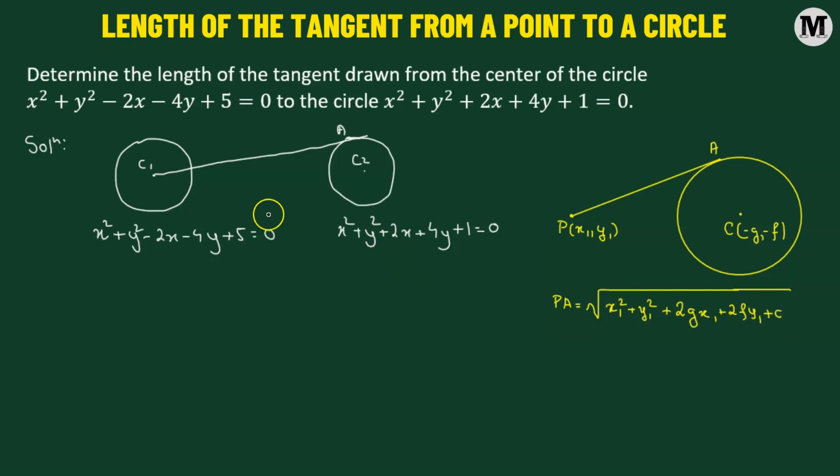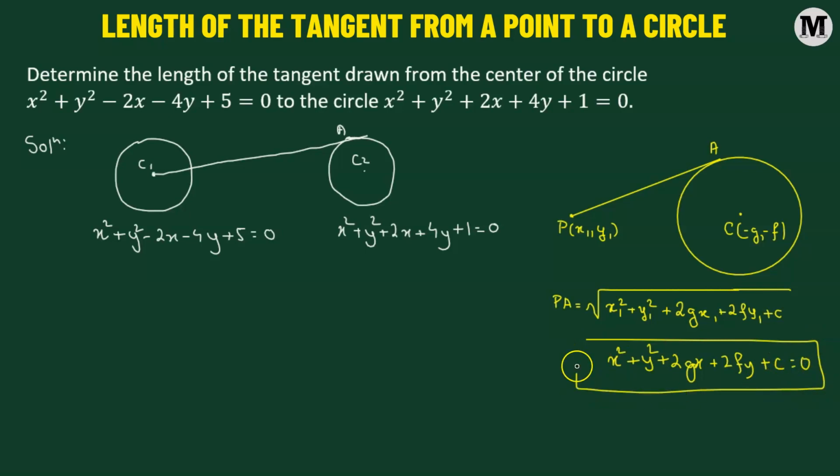Now that means we will be needing the coordinates of the center of the circle C1, and we need the value of g, f and c from the circle C2. So let's find out. Now here, to find out these parameters, we will be using the general equation of a circle. The general equation of a circle is given by x squared plus y squared plus 2gx plus 2fy plus c equals 0. So this is the general equation of the circle that we will use.